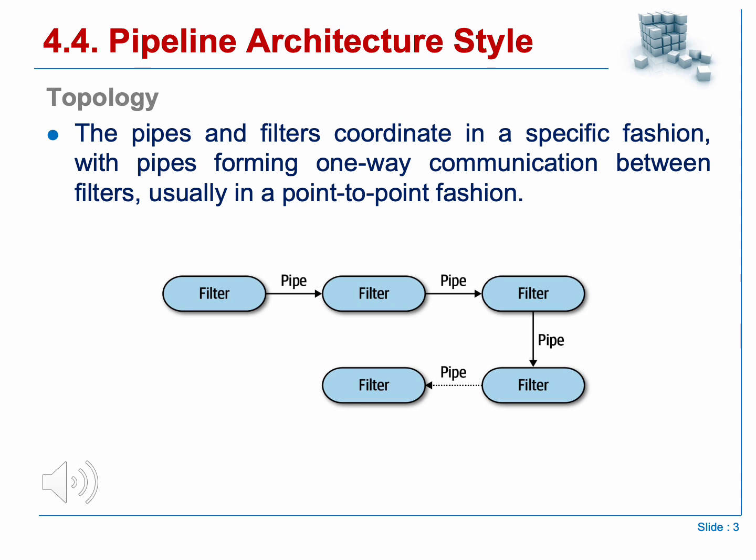The topology of the pipeline architecture consists of pipes and filters, as illustrated in the figure. The pipes and filters coordinate in a specific fashion, with pipes forming one-way communication between filters, usually in a point-to-point fashion.